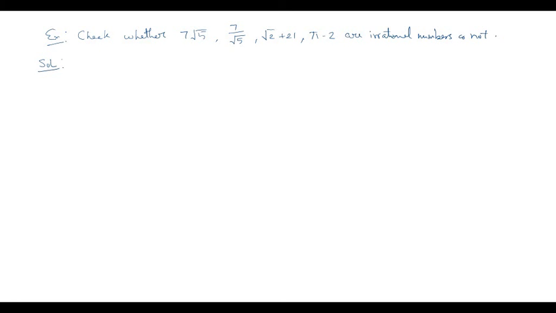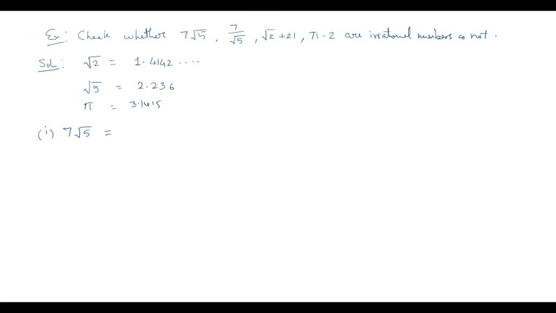So let's see. We know the value of square root of 2 is 1.4142 and so on. The value of square root of 5 will be like 2.236, and the value of pi will be like 3.1415.